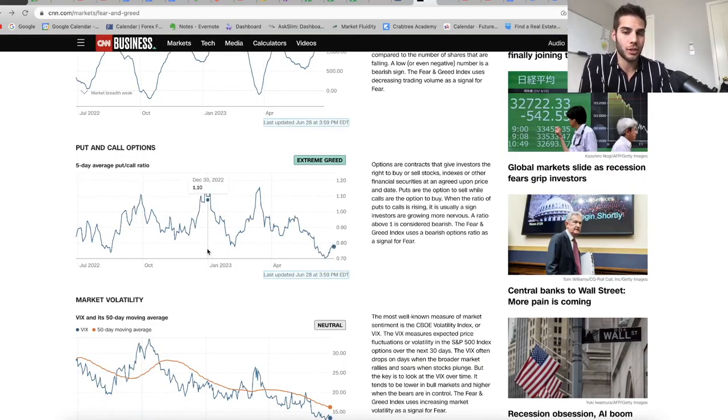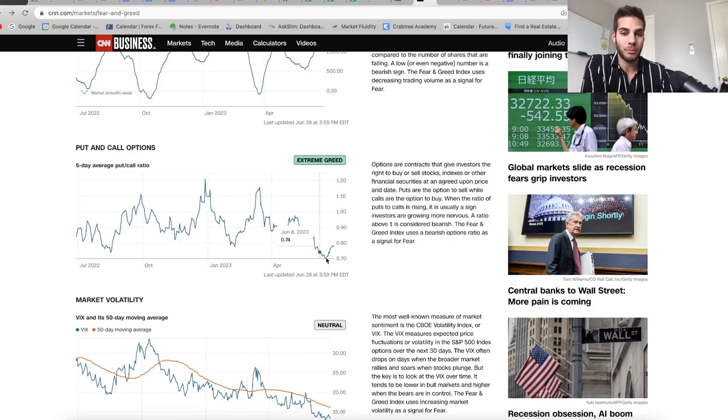Here's the put to call ratio. So this is something I've looked at in the past to look for tops and bottoms. And typically, every single time we get down to a really low put to call ratio, it marks a major top. There was the August top in 2022. There was the top February 2nd, 2023. And then this was the top June 16th right here. It was a low in put to call ratio. This is the top so far for NASDAQ and S&P 500.